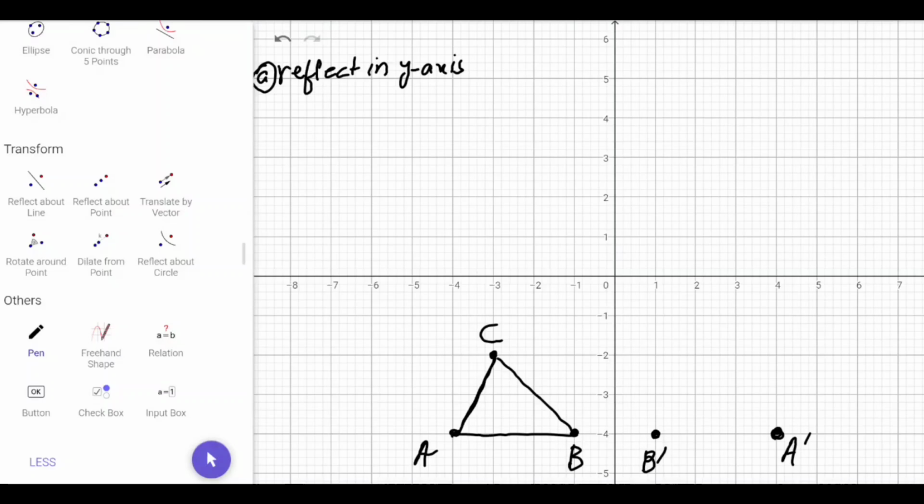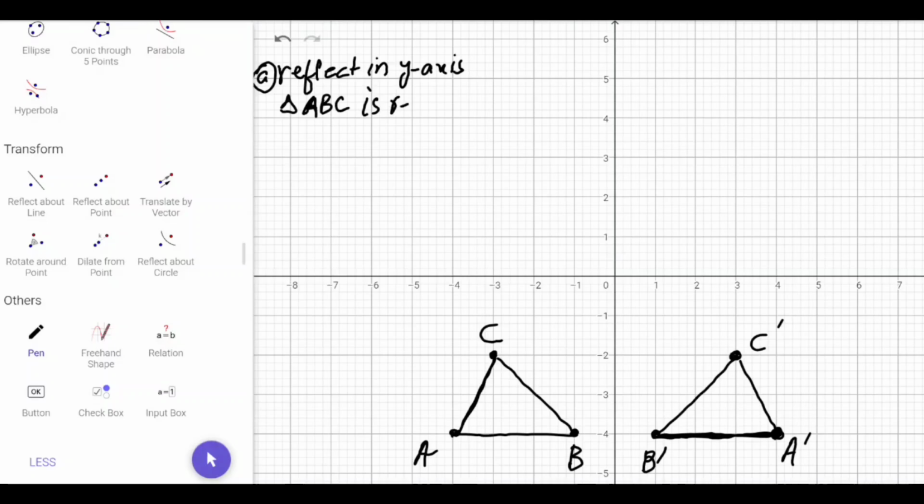Point C is on this line passing through y value -2. Okay, how many units is it towards the left? 1, 2, 3 units. So we have to go 3 units towards the right. 1, 2, 3. 3 units towards the right. So this is C prime. Now we can join to get the reflection. So this is the reflection.